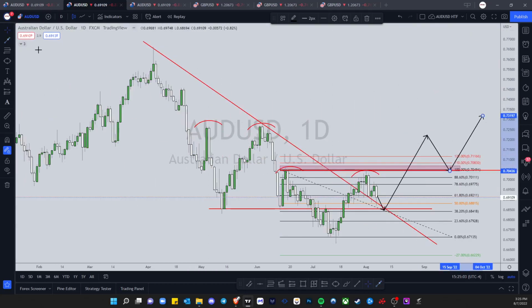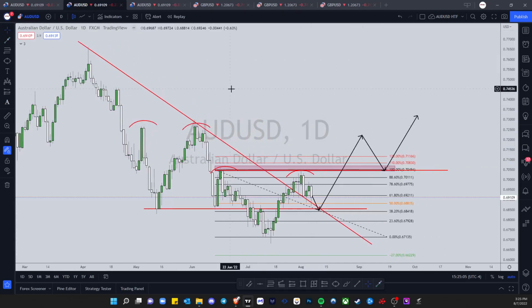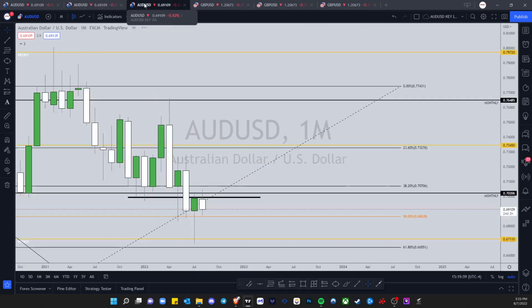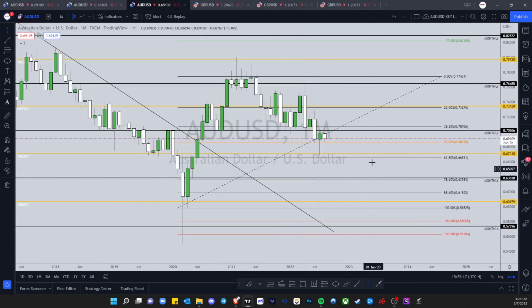So if or when it does that, pretty much that will confirm our analysis for the monthly, right? So the monthly will be going bullish, because this is most likely a retest in that breakup structure on this time frame, right?